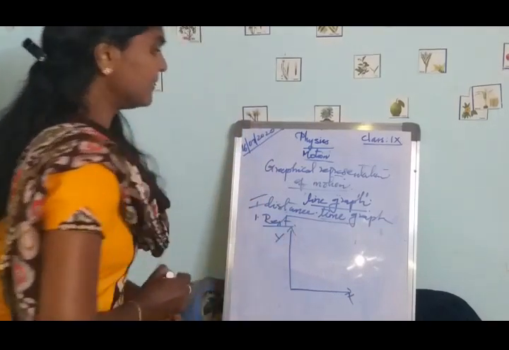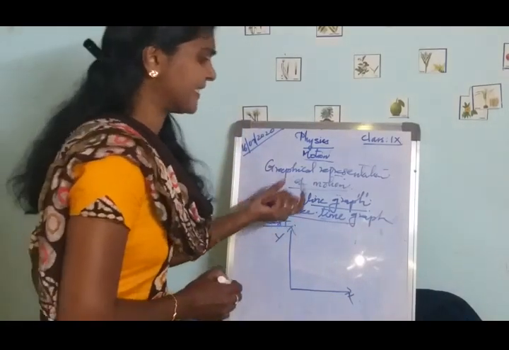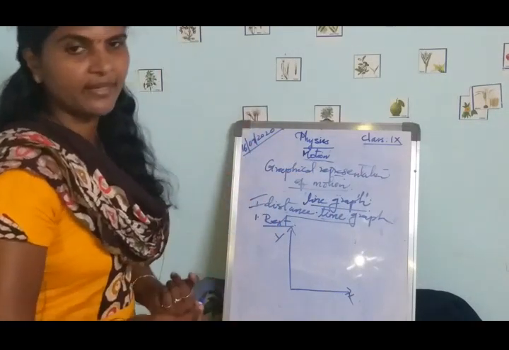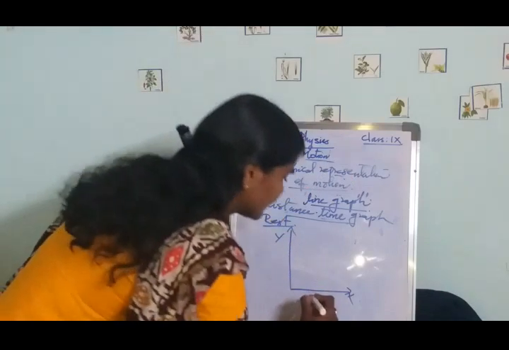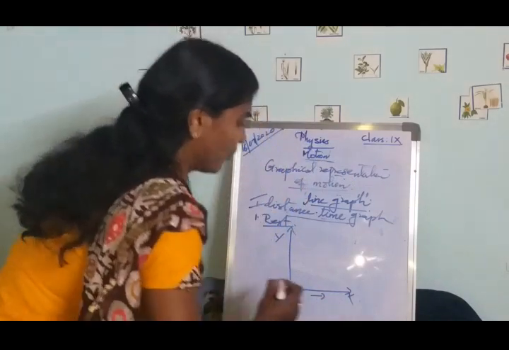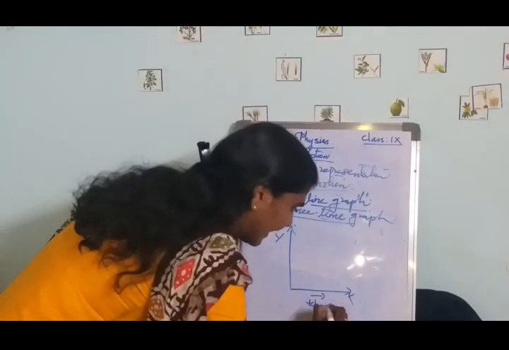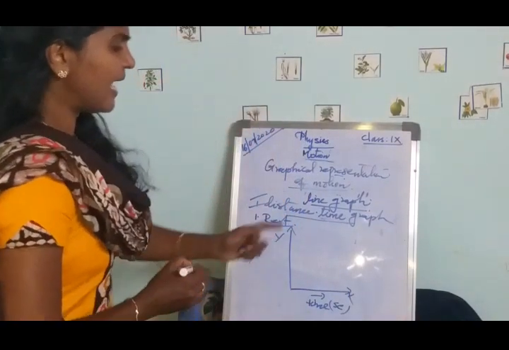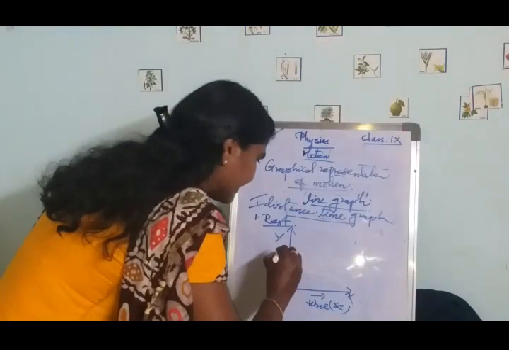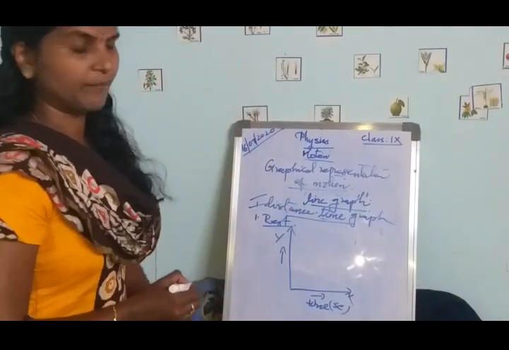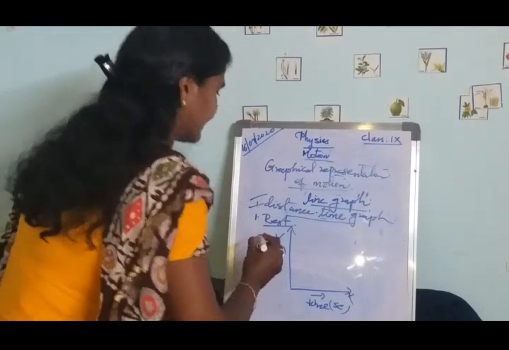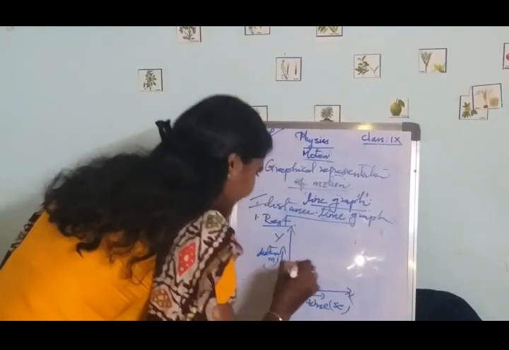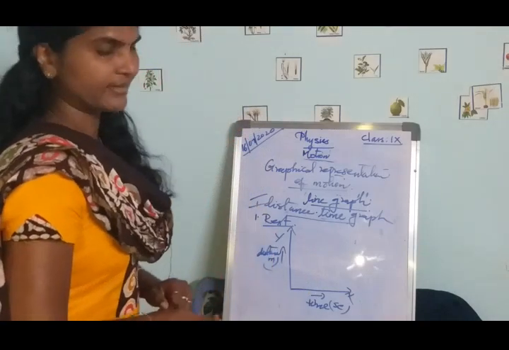When we consider distance and time, which is the dependent one and which is the independent one? Time is the independent one, so it is represented along the x-axis, in seconds. The distance, which depends on time, is represented along the y-axis, in meters.